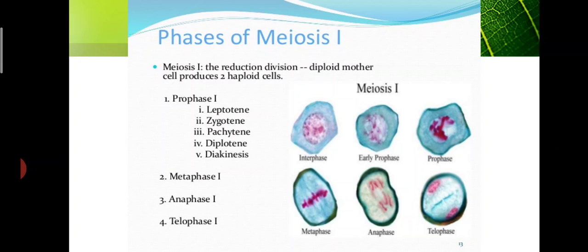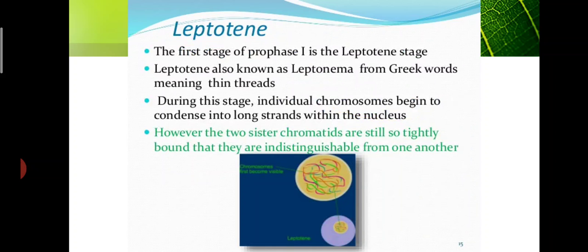pachytene, diplotene, and diakinesis. In leptotene, the chromosomes start to uncoil and become long thread-like structures and take up a specific orientation inside the nucleus. They form a bouquet stage here.